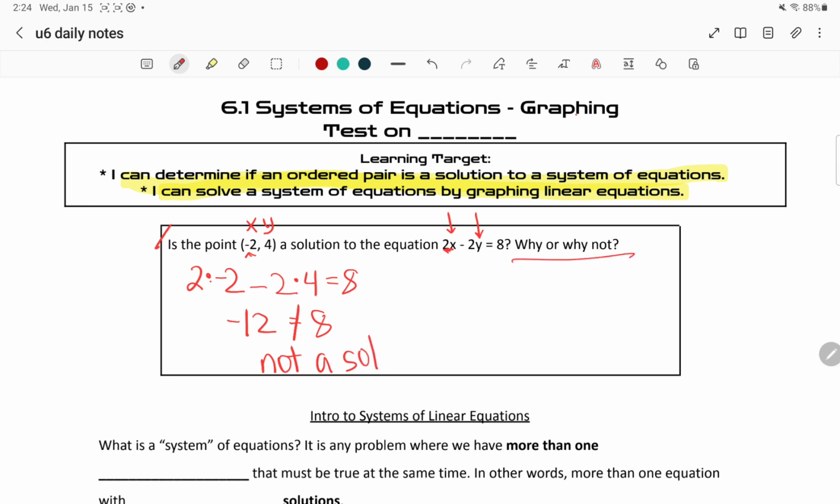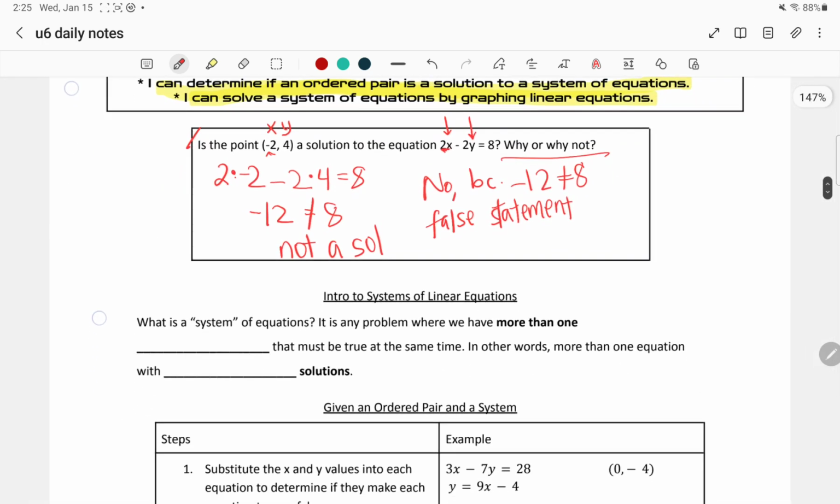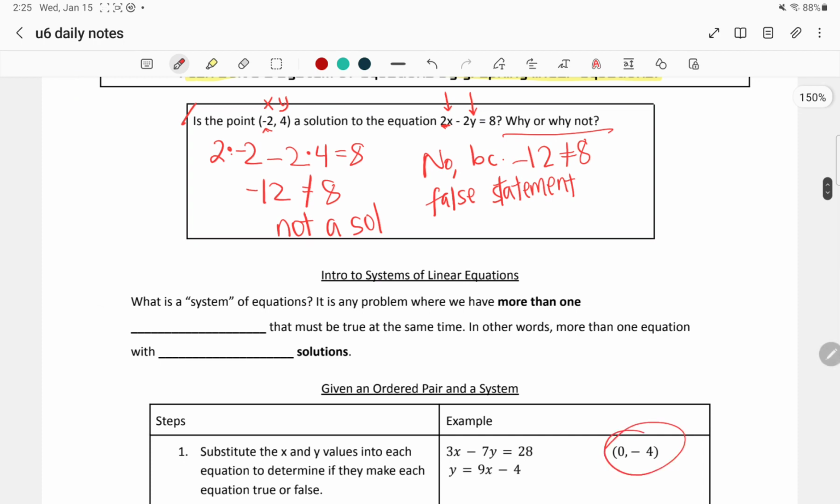So to answer why or why not, the answer is no, because -12 does not equal 8, meaning it is a false statement. When we have a false statement, we do not have a solution. So that's one and done. We're going to do it a couple more times down here.